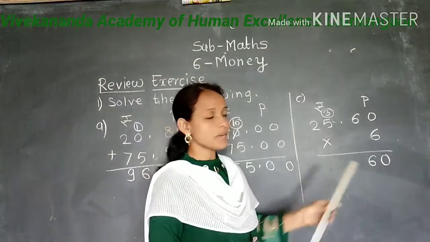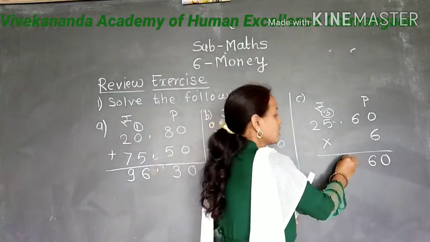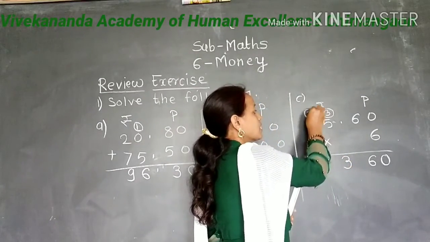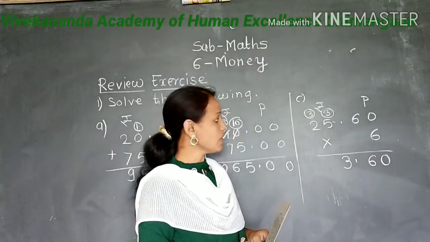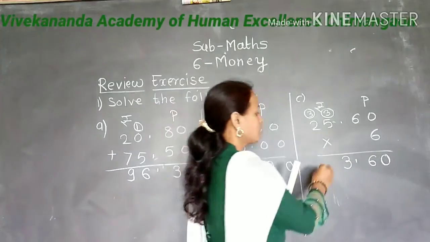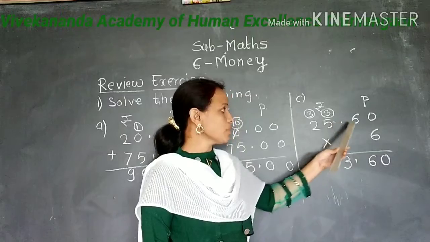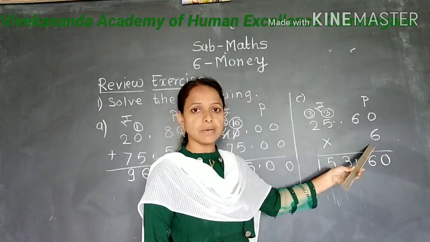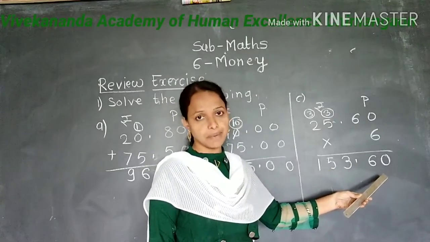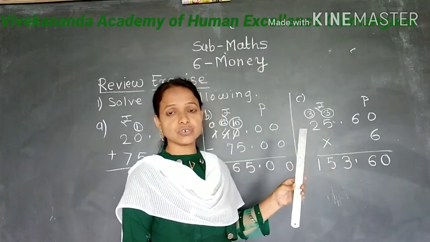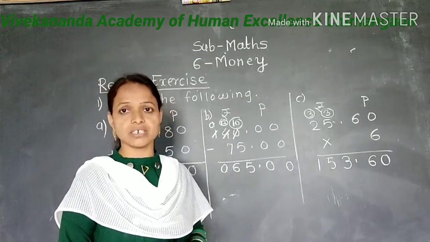Now we multiply 5 by 6. 5 6s are 30. 30 plus 3, 33. So right here 3 and 3 carry. Now multiply 2 by 6. 6 2s are 12. 12 plus 3, 15. In this way, here we multiply 25 rupees 60 paise by the whole number 6. We get the answer 153 rupees 60 paise. Okay. So here I have shown addition of money, subtraction of money and multiplication of money.